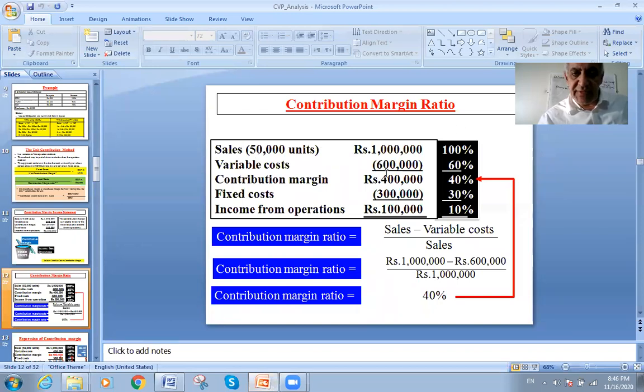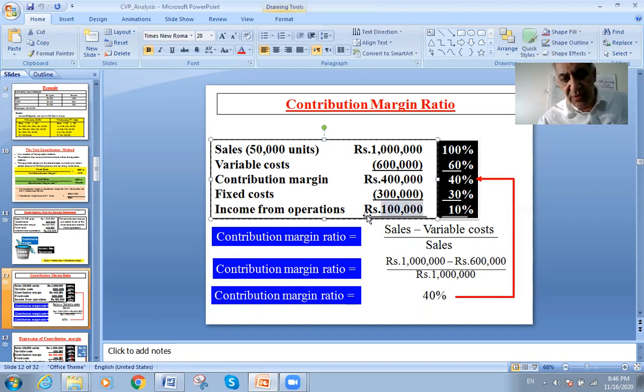The sales is 500,000, the variable cost 600, the fixed cost 300. So all of them will come to 900,000 out of 1 million. Then it will give me this number, which is the income from operation. 600,000 for the variable, 300 for the fixed, like I did on the board. All of them.